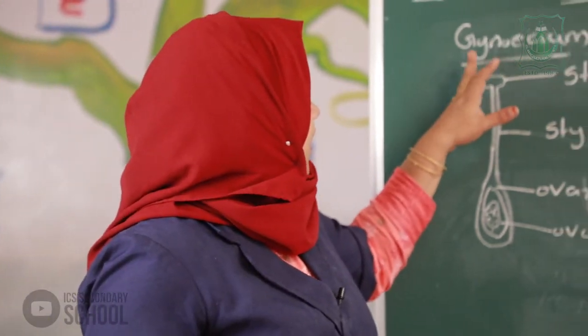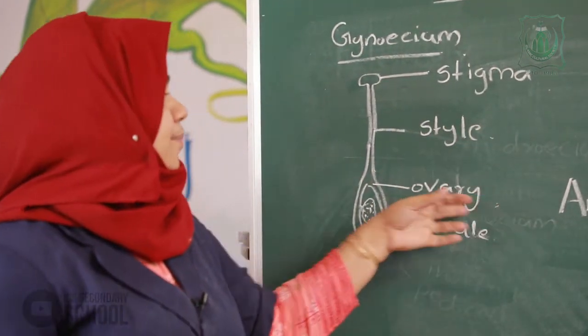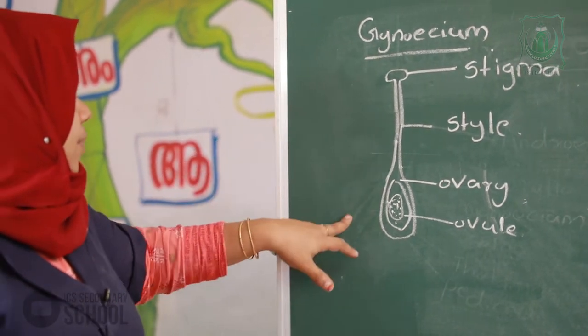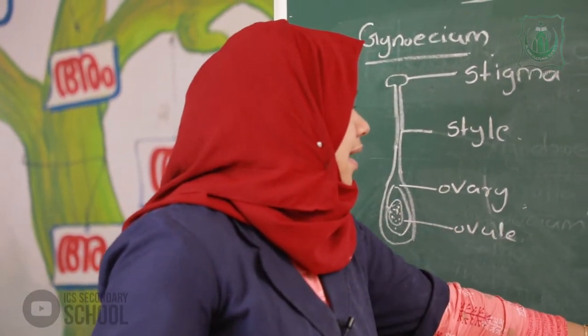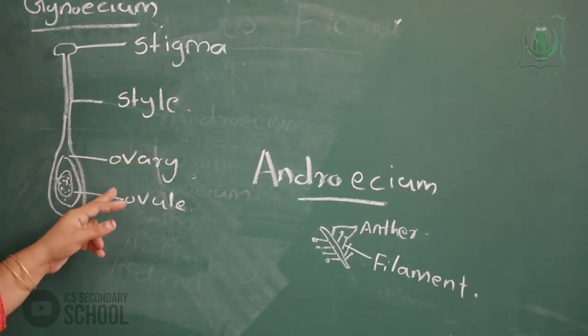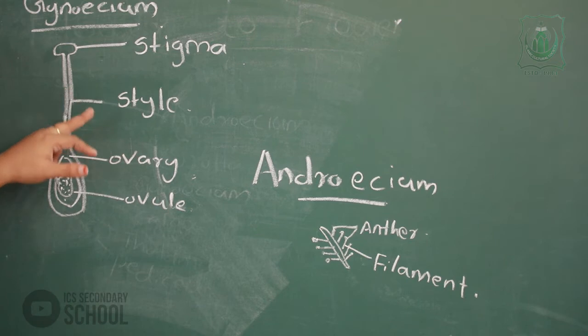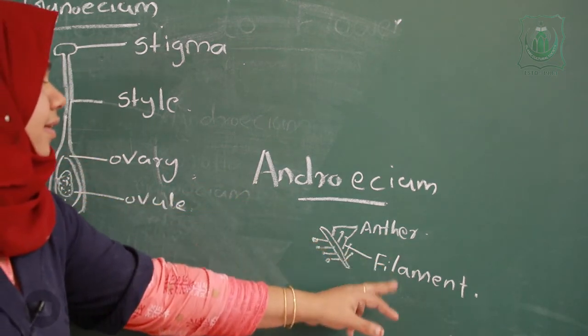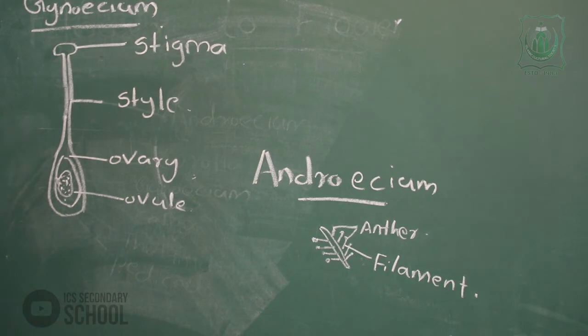So the gynoecium and androecium are the reproductive parts of the flower. Gynoecium is the female reproductive part and androecium is the male reproductive part. Gynoecium has stigma, style, ovary and ovule, and androecium has anther and filament. Okay. Next.